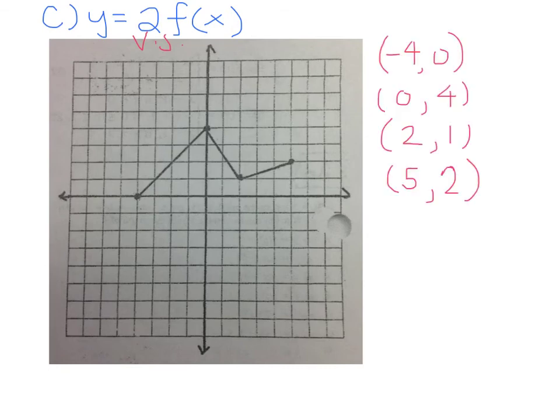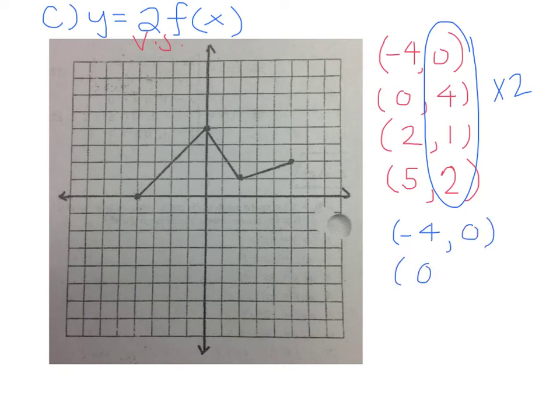So I went ahead and I made a list of all of the points that are on our parent graph. And then we are going to take only the y values and we are going to multiply them by 2. So 0 times 2 stays 0. 4 times 2 becomes 8. 1 times 2 becomes 2. And 2 times 2 becomes 4. And now we can graph those points.